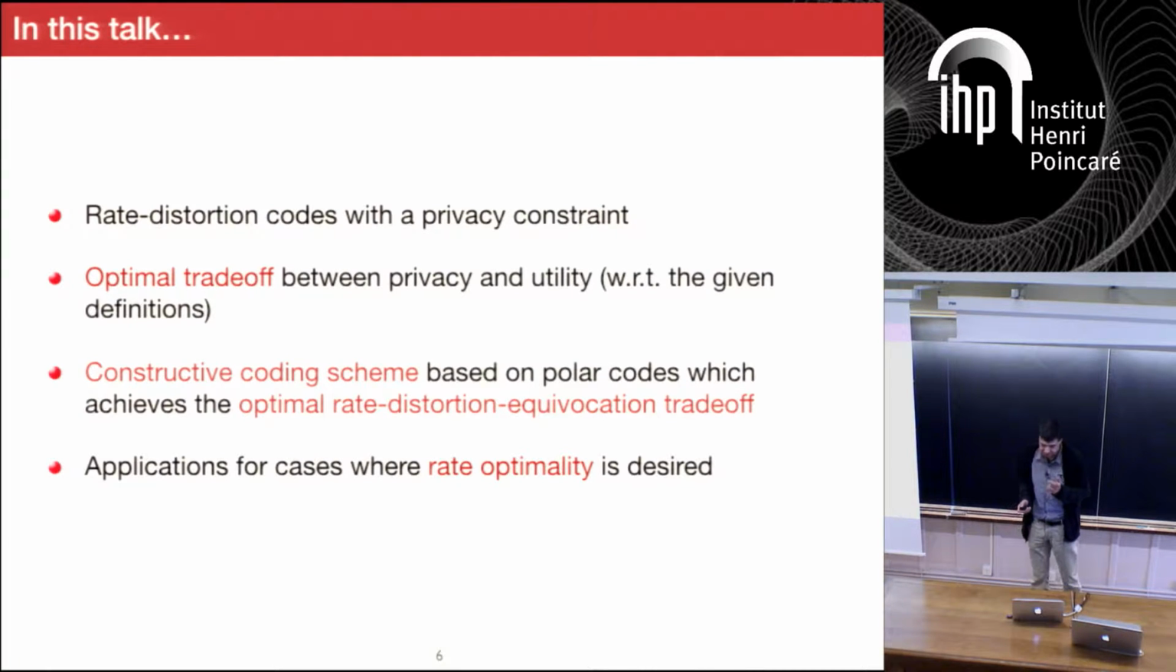And this is actually for the case I discussed with Lalita, where we have rate optimality desired. So for example, if you think about distributed phasor measurements in a network, and you want to compress these phasor measurements, but in such a way that there's a privacy constraint. So maybe the power network is shared by several companies, and you want to compress it so that there's a privacy constraint. Maybe you want to leak some information to the other company, but not all the information. So rate optimality is something which is desired here, and that's why we can use rate distortion codes. And what we do is the optimal rate distortion equivocation trade-off, based on the construction of polar codes, which I'll explain in a second.